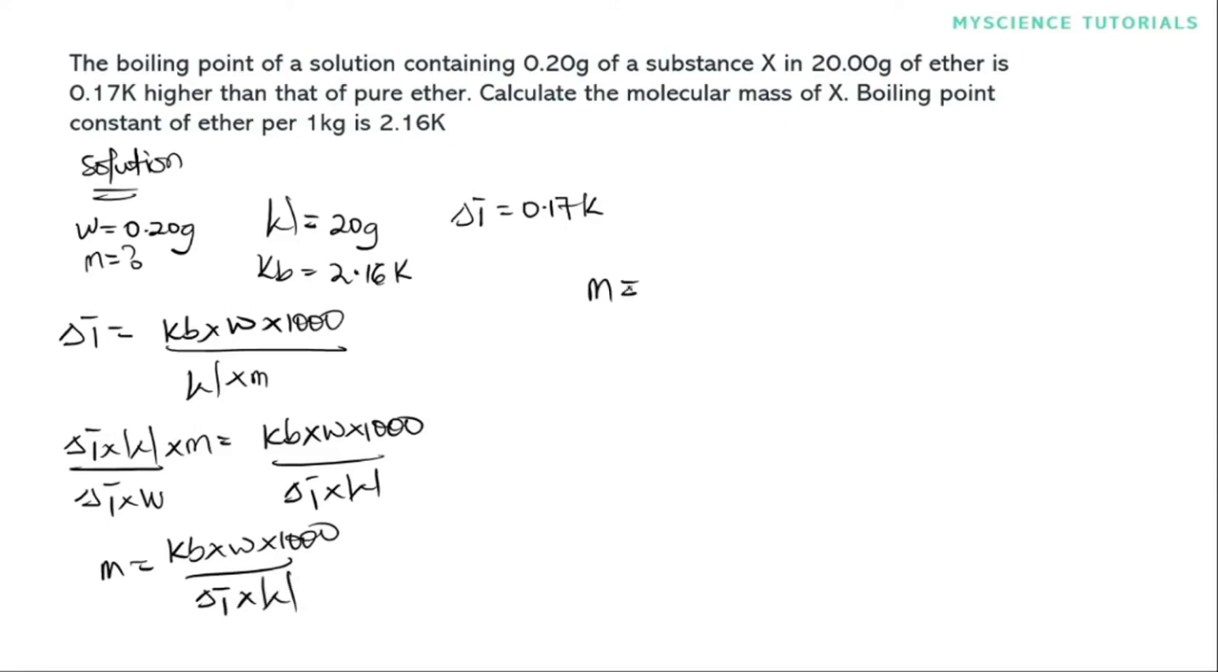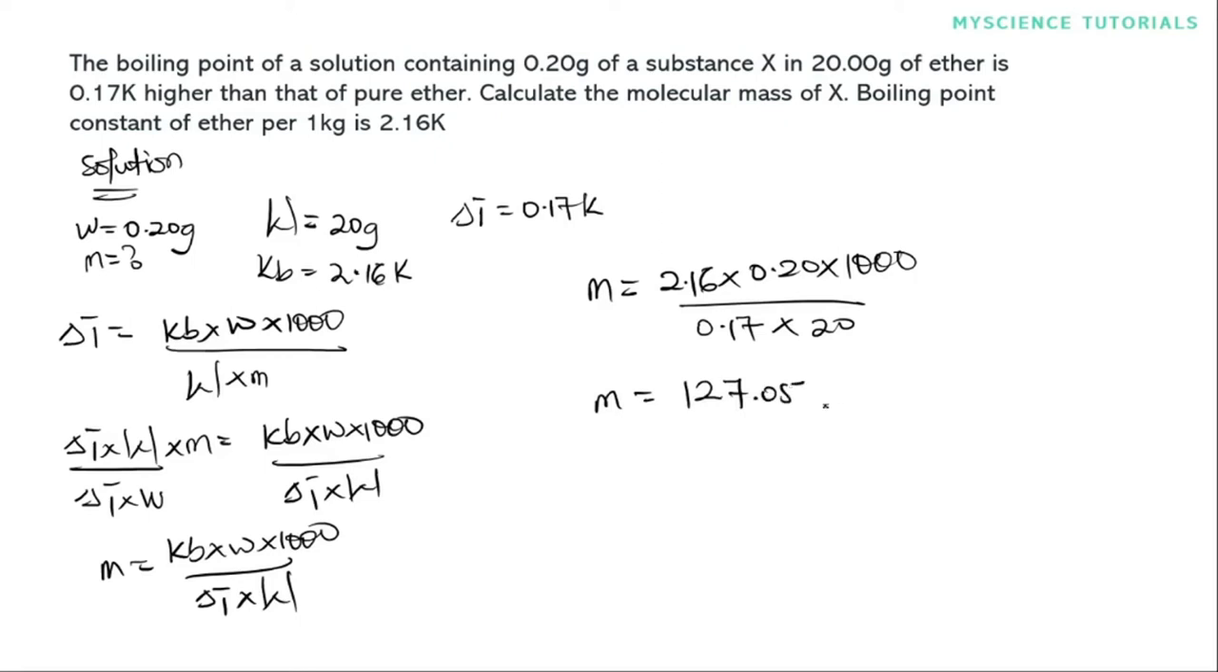So our molar mass is equal to KB, which is 2.16, multiplied by w, which is 0.20, multiplied by 1000, all over the change in temperature, 0.17, multiplied by capital W, which is 20. If we put everything into the calculator, we get 127.05 as our molar mass. So the molar mass, or the molecular mass, of substance X is 127 gram per mole.